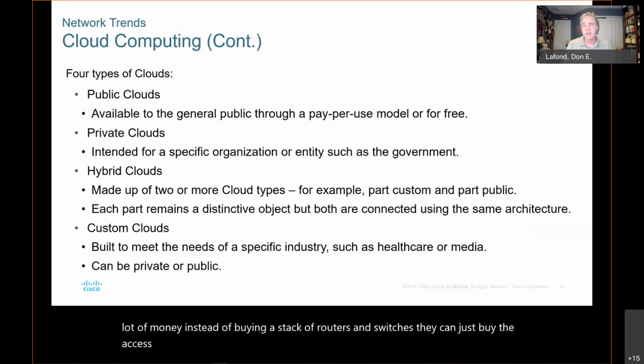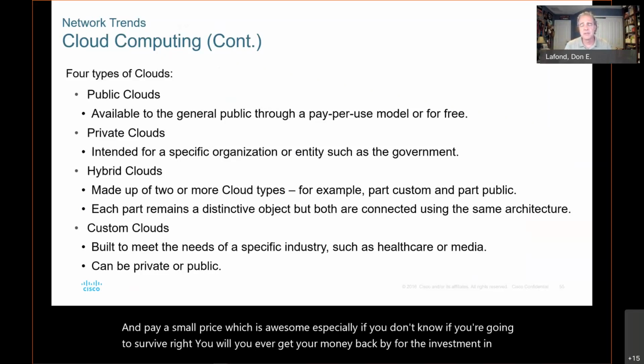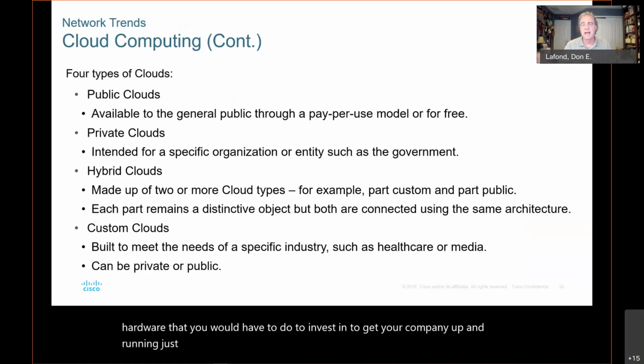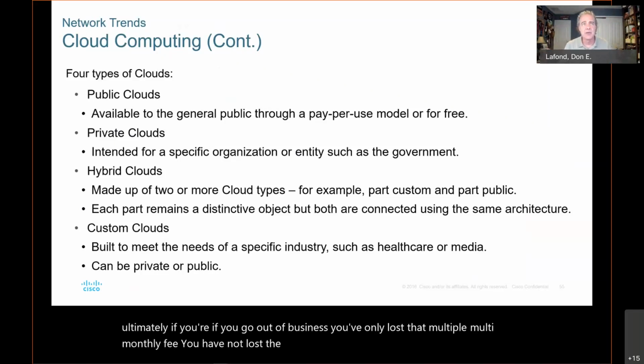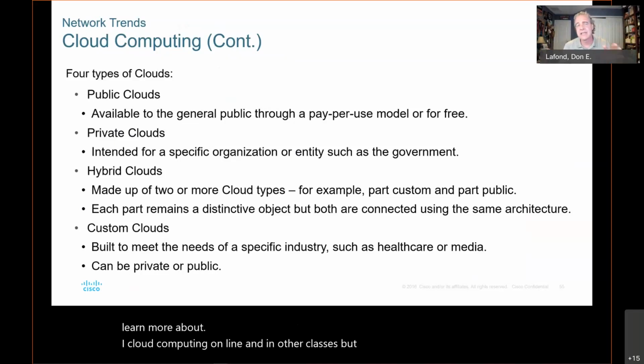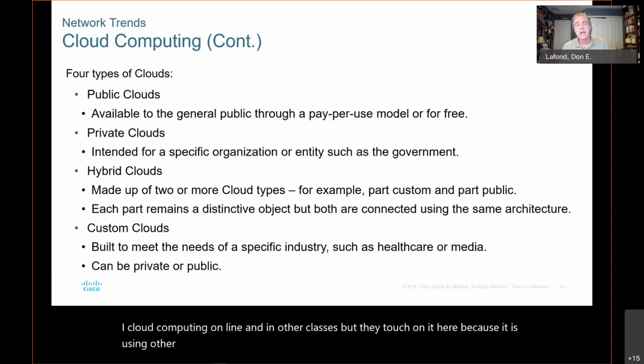Just use somebody else's hardware and pay a monthly fee, and then ultimately, if you go out of business, you've only lost that monthly fee. You have not lost the actual cost of the equipment. Anyways, you can learn more about cloud computing online and in other classes, but they touch on it here because it is using other people's network. Literally, you are connecting to somebody else's hardware and software.